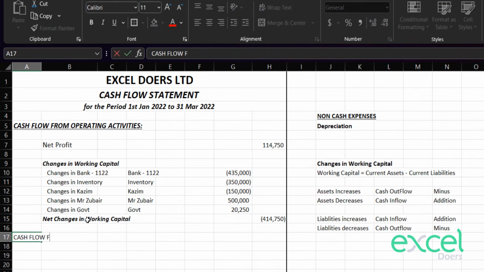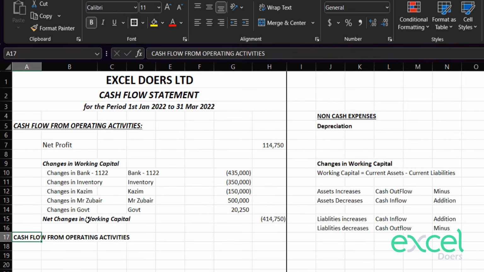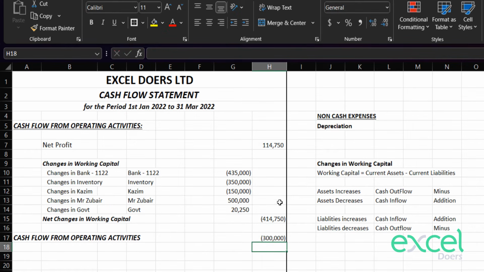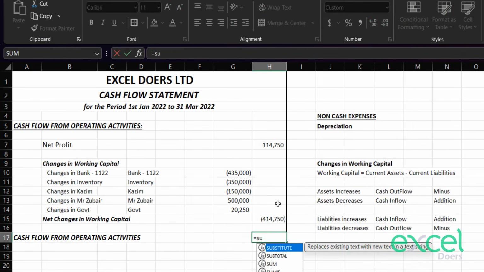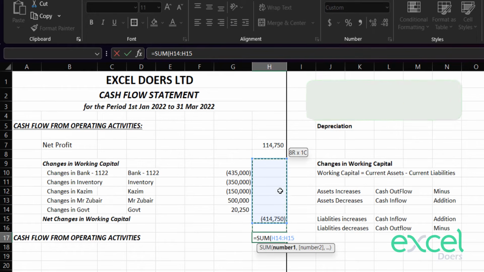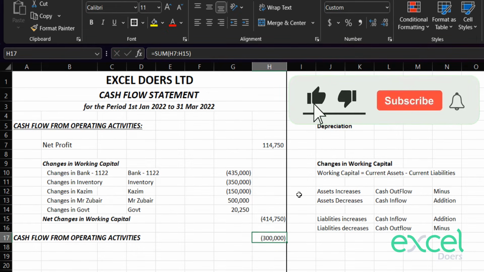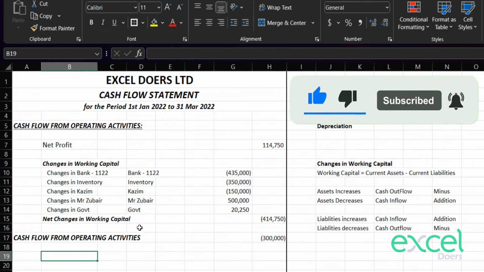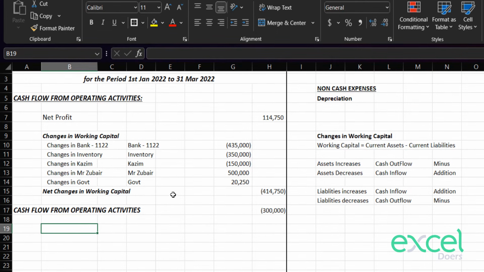flow from operating activities, right? Cash flow from activities, and you can just sum these two, or you can just do equal sum and take all the range and close the bracket. So this is the net cash flow from operating activities.